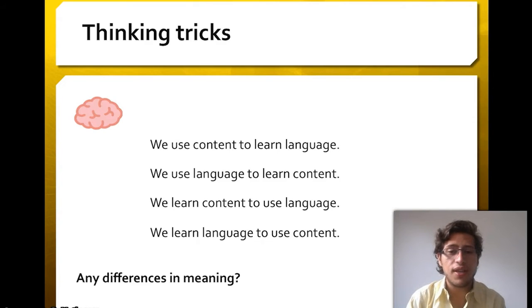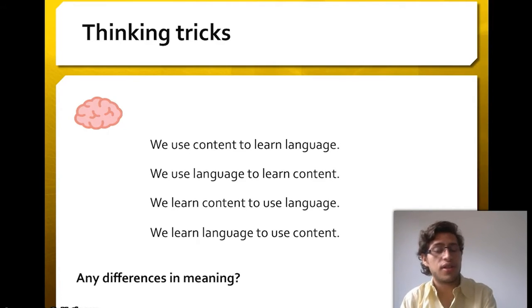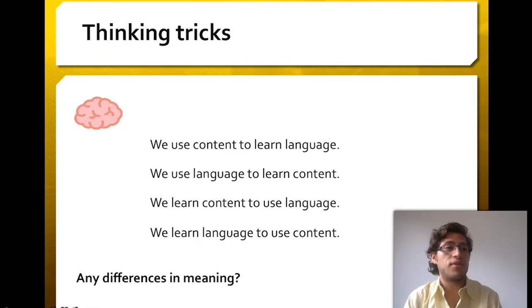We use content to learn language, so we use different topics in order to learn vocabulary and to develop linguistic skills in order to be able to talk about them. Okay, next one. We use language to learn content. So we really need to develop certain linguistic skills in order to be able to talk about different topics and to develop understanding about them.